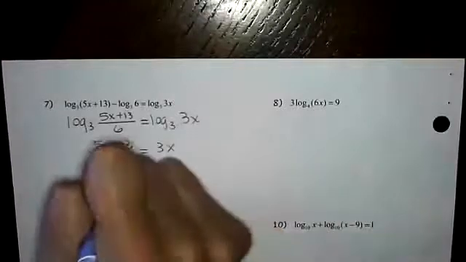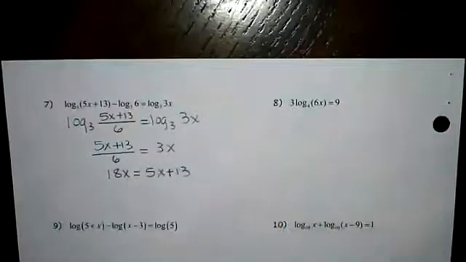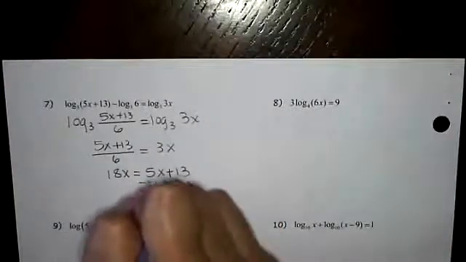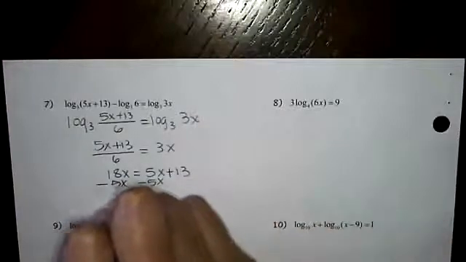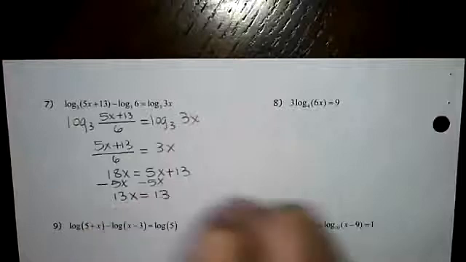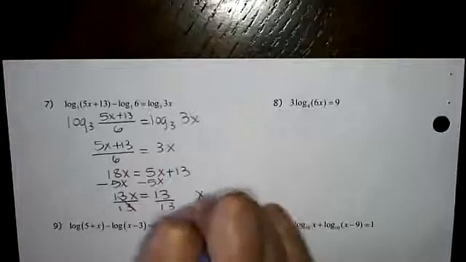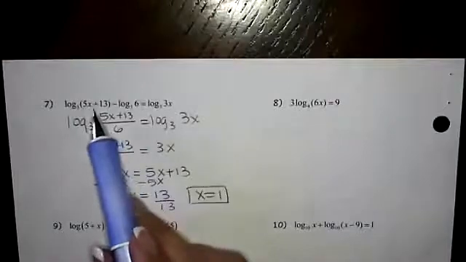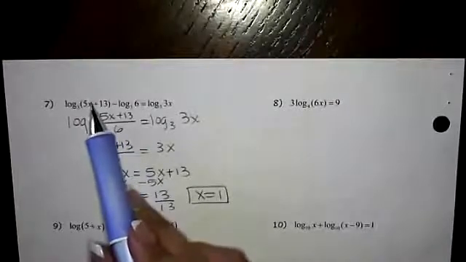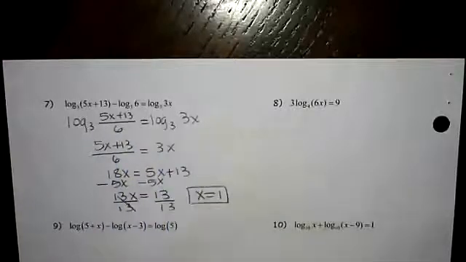3x times 6 is 18x. 5x plus 13 times 1 is just 5x plus 13. I subtract my 5x. And so we get 13x is equal to 13. I divide by 13. My x is equal to 1. Again, I verify that that has not given me a solution that doesn't work. If I plug in the 1 here, it is going to be positive. If I plug in the 1 here, it is going to be positive, so that works.